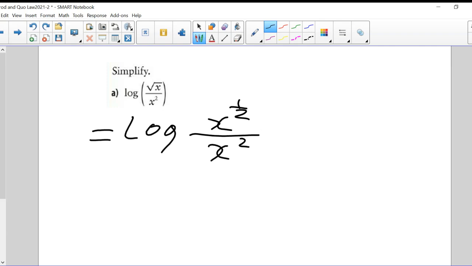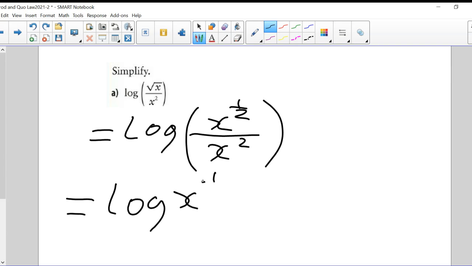Can we agree on that, Isaac? Let's just make sure that we're good with that. That I can write the square root of x as x to the half. Does that part make sense? Okay, fine. So here's what we're going to do now. I'm going to write this as the log of x to the half minus the log of x to the power of 2. Does that make sense so far? Using that quotient law that we talked about, that we can subtract those two things from each other. Does that make sense, Isaac?